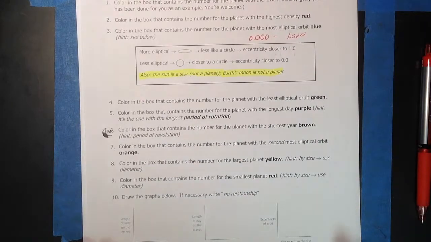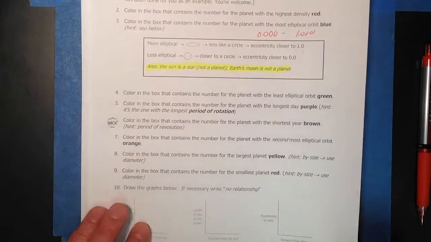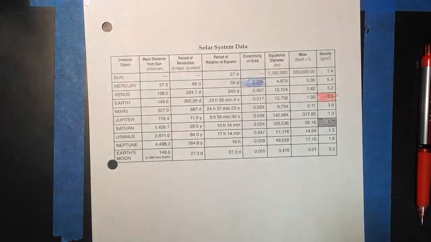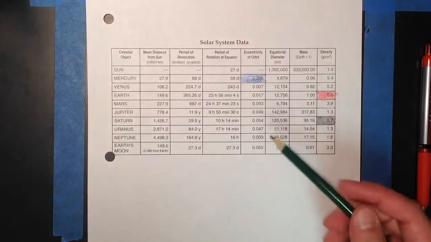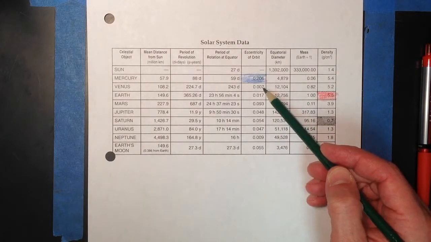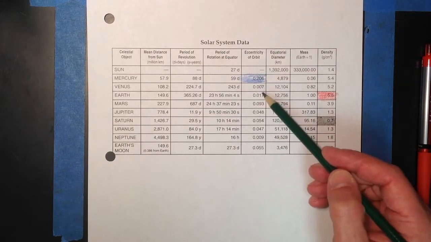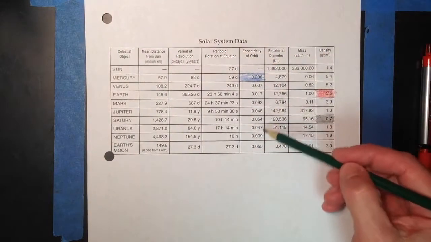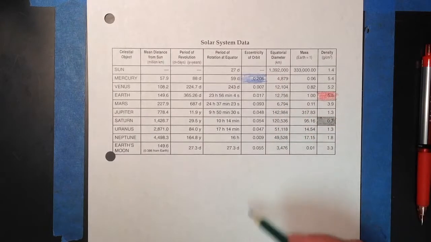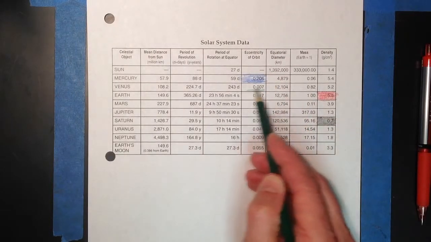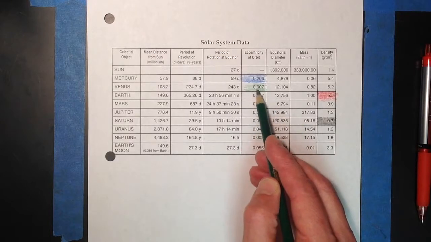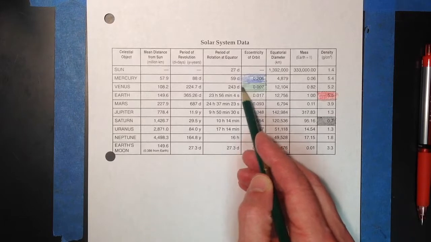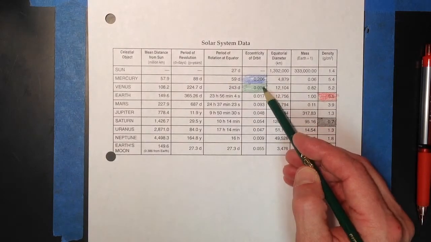4. Color in the box that contains the number for the planet with the least elliptical orbit green. Now I'm looking for the lowest number. This is even more difficult, I think, because these numbers get really low. What is closest to 0? You've got to really look through. 0.007, that's low. This is even higher than that, so that's the lowest. And then these are low. That's also low, but not as low as that. Therefore, the lowest, or the closest to a circle, is Venus. And 0.007 is very, very close to being circular. You could not tell from looking at it that it was not actually a perfect circle.